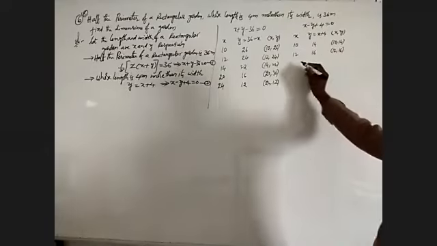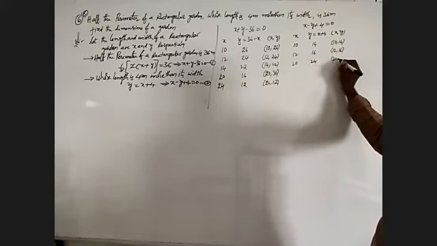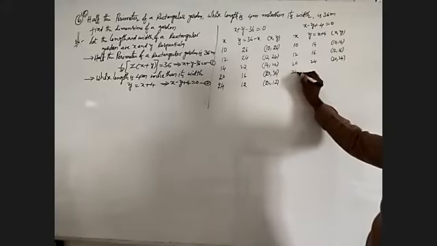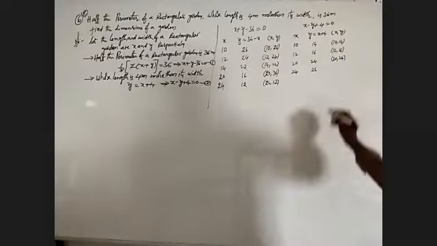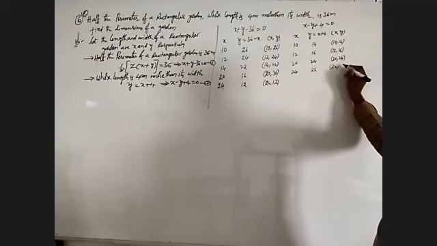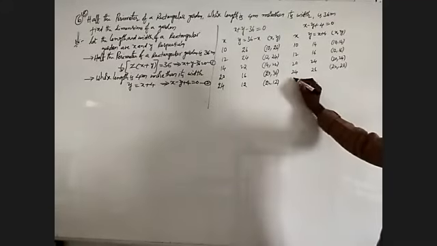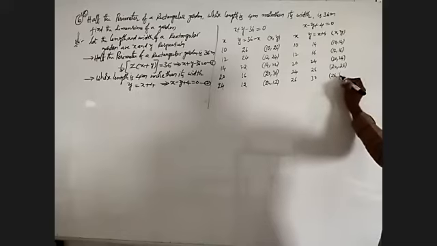After that we'll take 20, that is the point 20 comma 24. After that I have to take 24. 24 plus 4 is equal to 28. That is the point 24 comma 28. After that we'll take the next one, 26. That is the point 30, that is 26 comma 30.